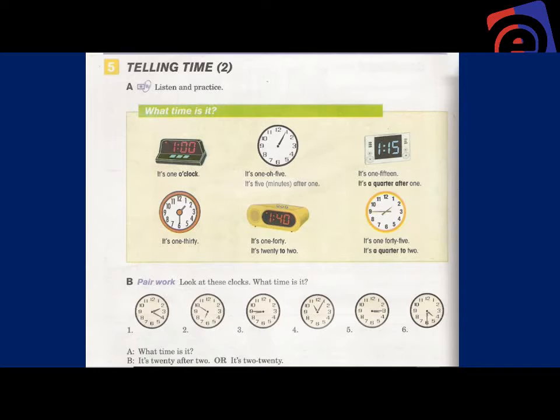Okay, so let's say this again. What time is it? It's 2:20. It's 20 minutes past 2.